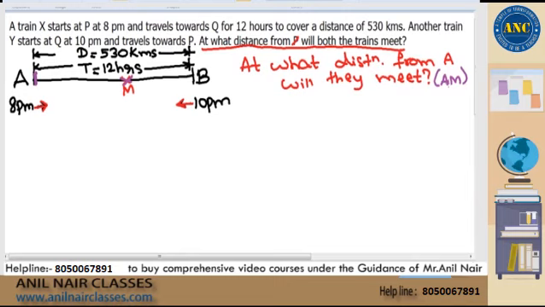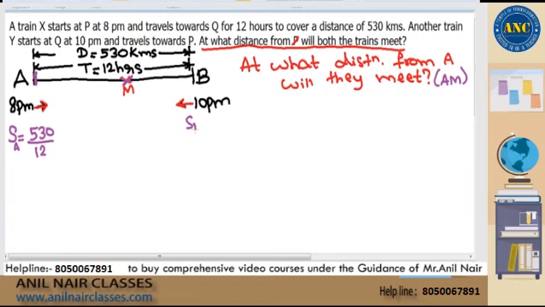Now, listen to this carefully, sir. If I try to solve this question just with the numbers which are given in the question, let us see what the disadvantage is. Speed is the distance by time. The speed of train A is nothing but distance is 530, time is 12.